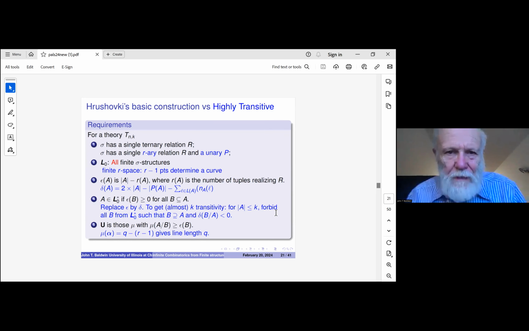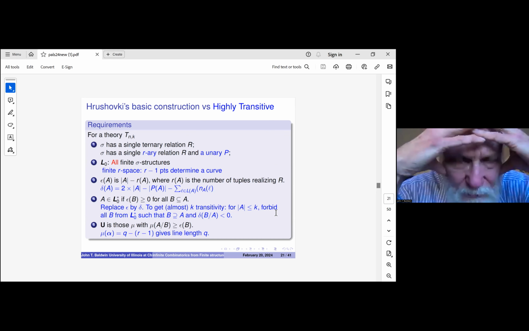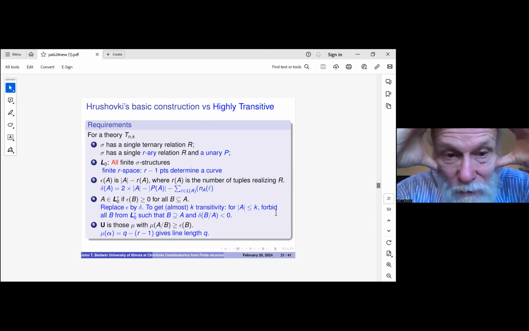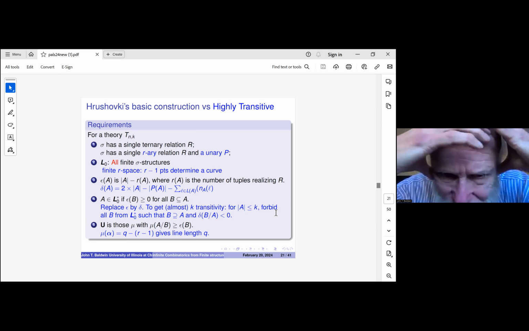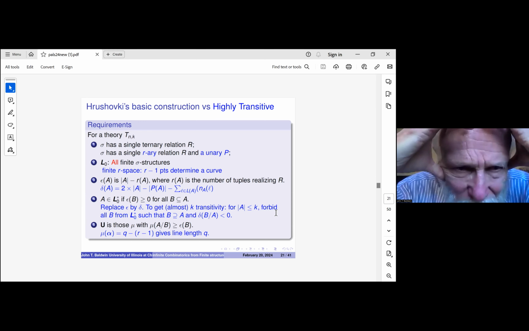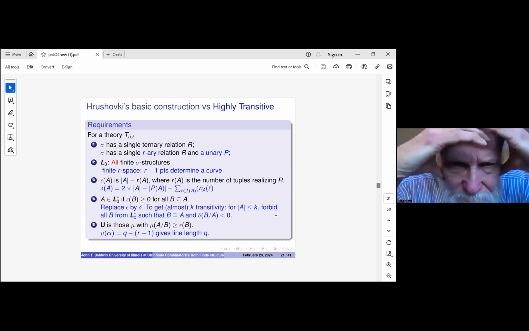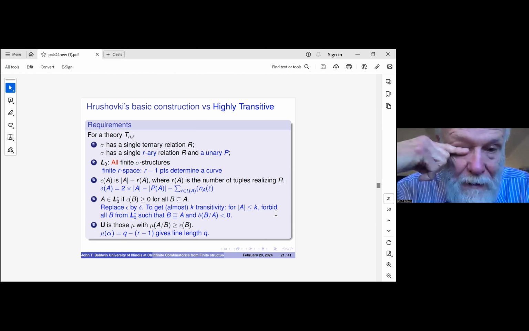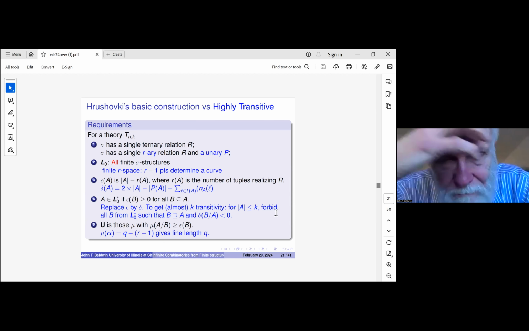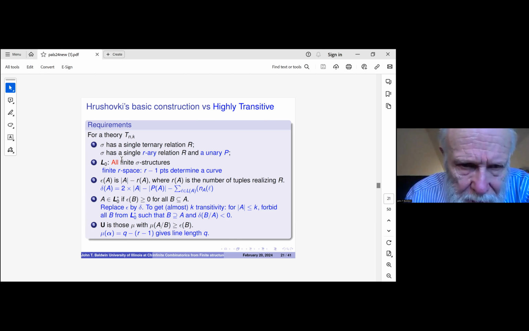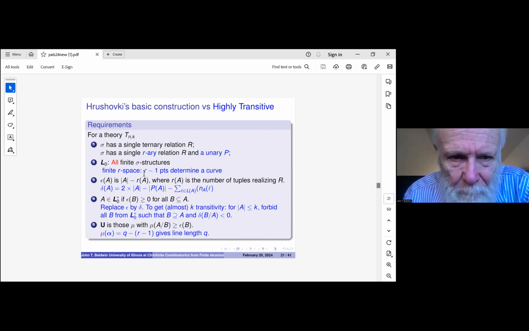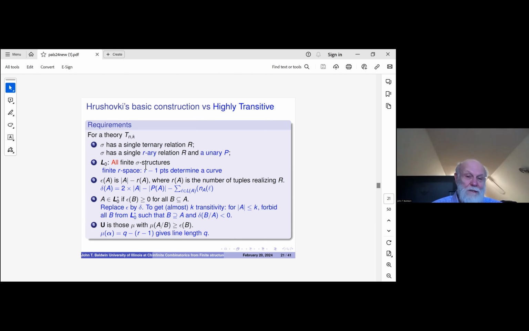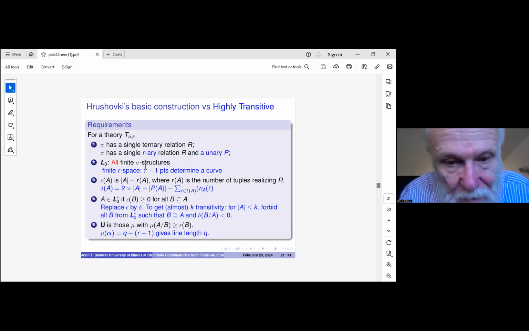So how do we vary Hrushovski's construction for this? Instead of a single ternary relation, we're going to have a single R-ary relation. This probably should have been TRK, because that's going to be the length of the chain, the NM degree. So you look at all finite structures in that language, but you have an R space, which is, as I previously had for a linear space, except now instead of 2 points determining a line, I'll say R minus 1 points determine a curve. So you're having an analogy to a degree R polynomial.